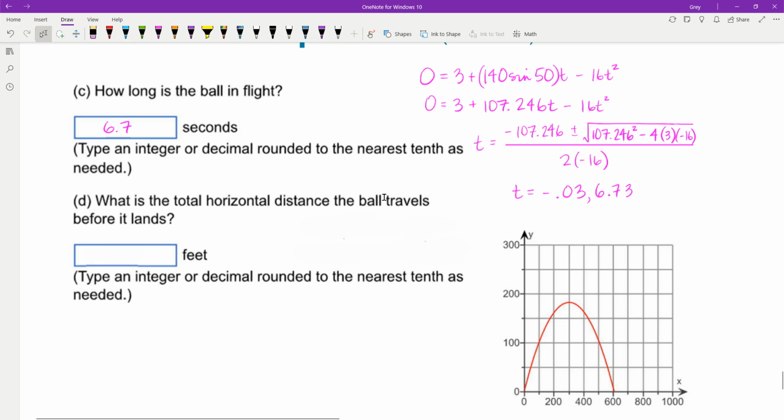What is the total horizontal distance the ball travels before it lands? That's the x equation, so I'm going to plug in 6.7. In this case, I probably should have plugged in 6.73, but I didn't, so I got 602.9 feet. And that is all we have for parametric equations.